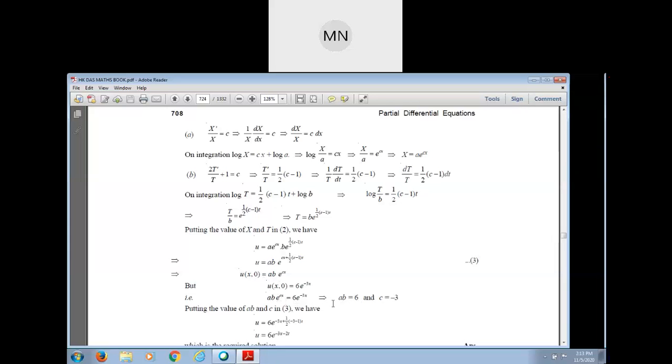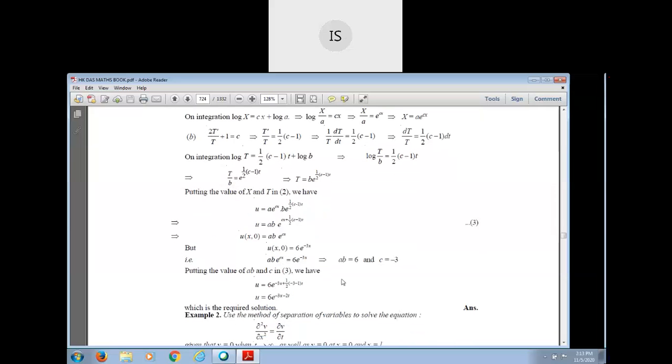And so we find AB is 6 and C is minus 3. So ultimately we get this one. This is the required solution.